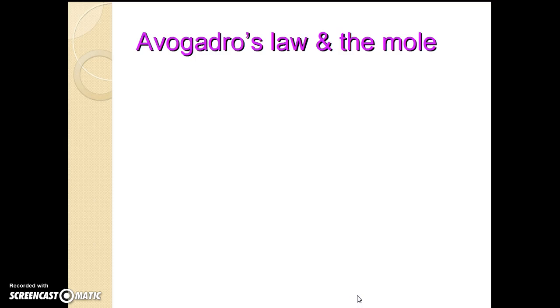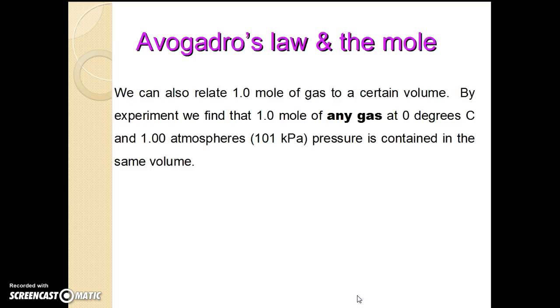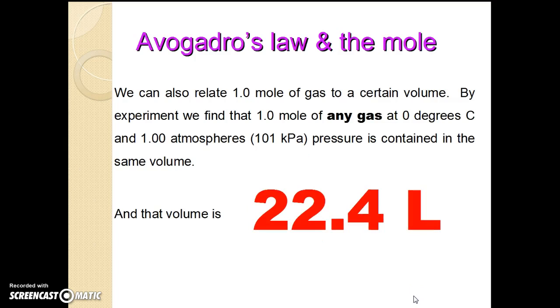Avogadro's law and the mole. We can also relate 1.0 mole of gas to a certain volume. We do experiments and find that 1 mole of any gas at 0 degrees Celsius and 1 atmosphere or 101 kPa pressure is contained in the same volume, no matter how many times we do the experiment or what gas we use. And that volume is 22.4 liters. That's a number you should probably remember.